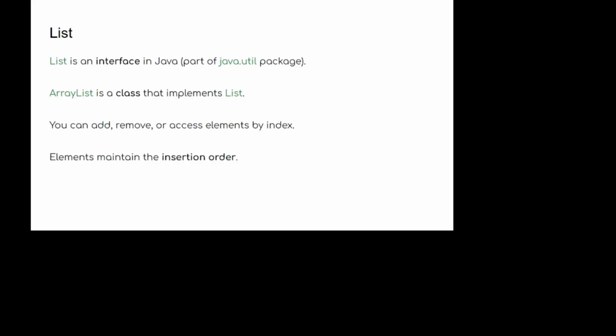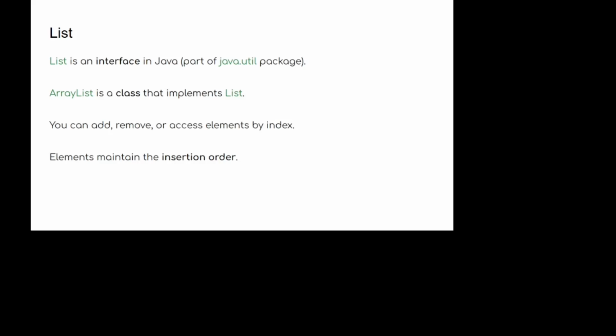List is an interface in Java which comes with the java.util package. Here you have to use the ArrayList class in order to implement the list. Here also you can add, remove, and access elements one by one, same like the other elements in the Java collection framework. Here you can see insertion order maintained in the list.